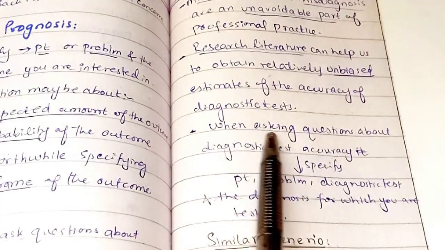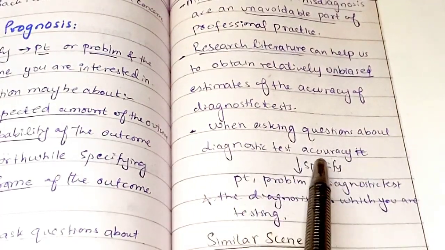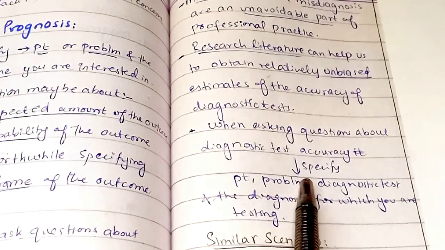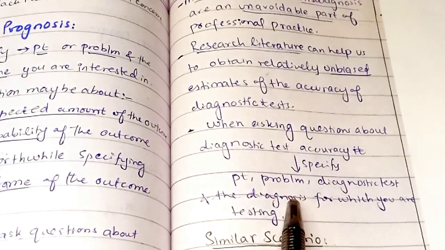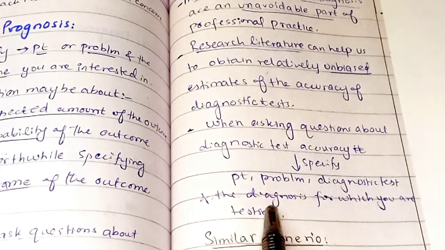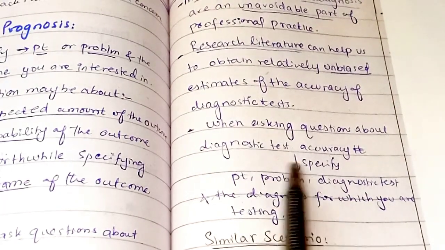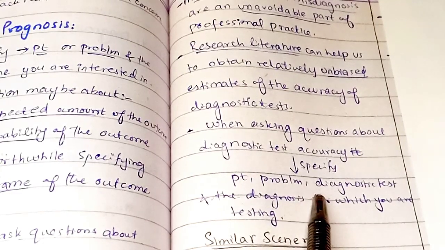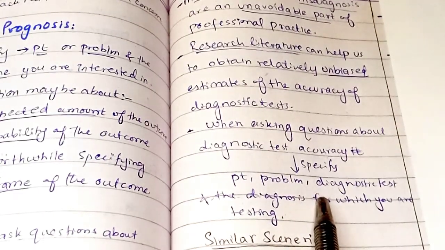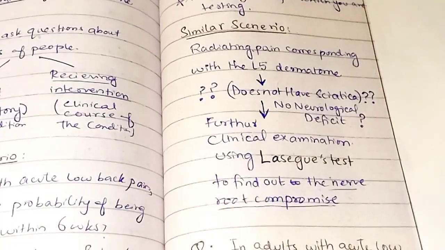When you are asking questions about diagnostic test accuracy, you should specify the patient, what problem he has, the diagnostic test, and the diagnosis for which you are testing. These are all the information you should also specify when you are searching for the answer to your question according to the evidence. Now let's understand it with the help of a scenario.